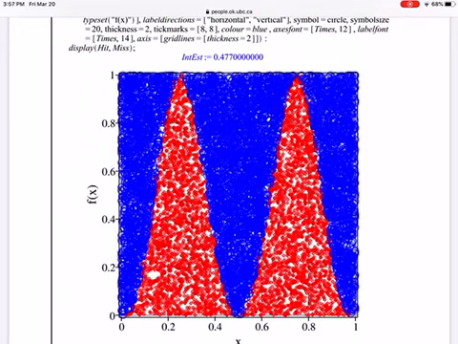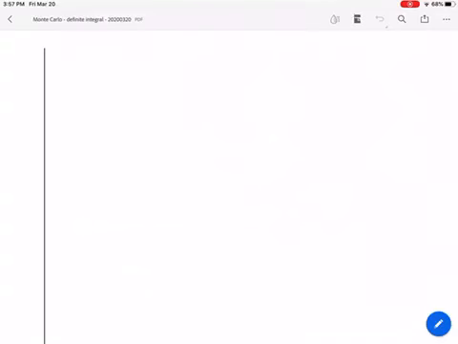Okay, good. So that's hit and miss integration by the Monte Carlo method, and I'll post those examples on the course website for you.